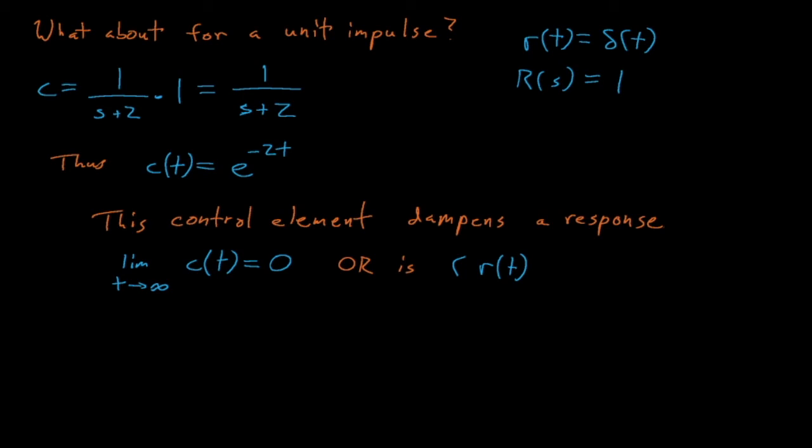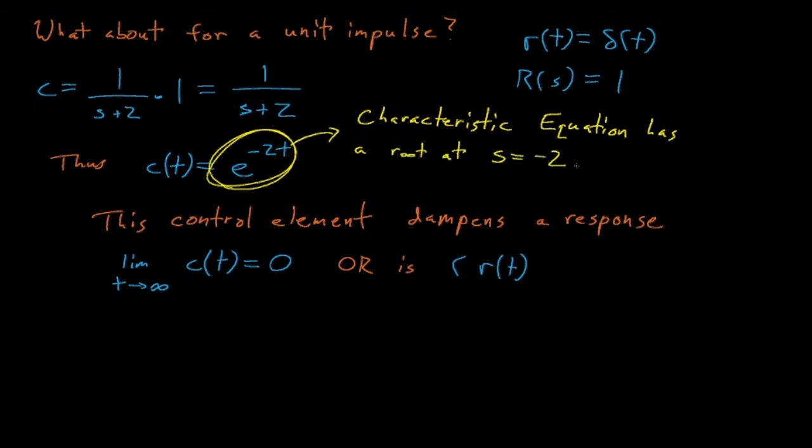In the next lecture, we'll discuss how the characteristic equation of a control system will predict its response, why the characteristic equation of the system guarantees that its responses will contain an e to the negative 2t term, and what the characteristic equation tells us about a system's stability.